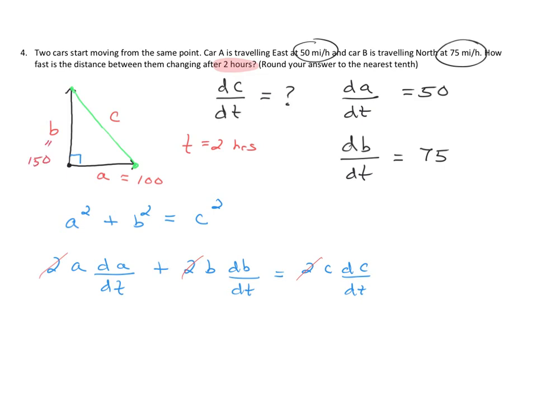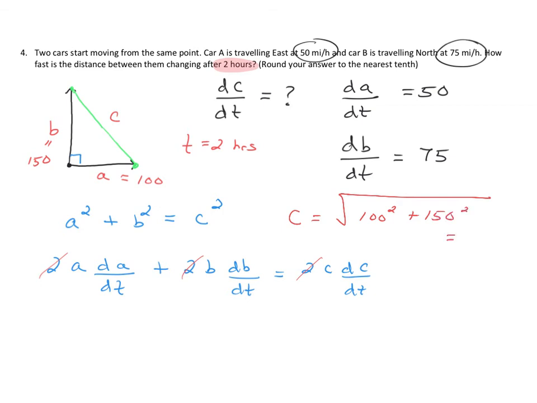So great. I know A. I know B. I still don't know C. That's the only other thing I need to find. Well, by the Pythagorean Theorem, I'm going to put 100 in place of A, 150 in place of B, and solve for C. C is equal to the square root of 100 squared plus 150 squared.